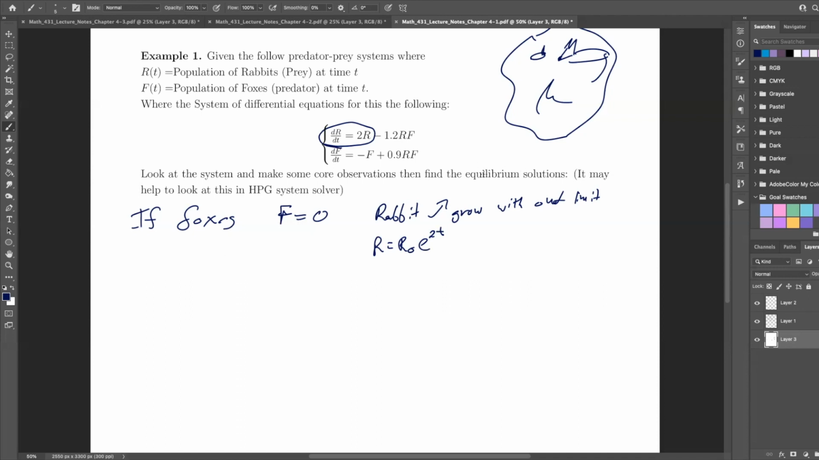And notice here, if I have no foxes, hold on, I'm writing on the wrong layer. Let me go back. That's too far back. Notice here that if I have no foxes, df/dt is always just going to be 0, and I start at 0, so I'm going to stay at 0. So f of t is 0. And that makes a lot of sense. If I don't have any foxes, foxes aren't magically going to appear out of nowhere. And my rabbit population grows.